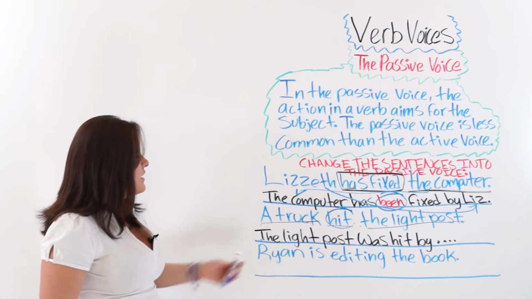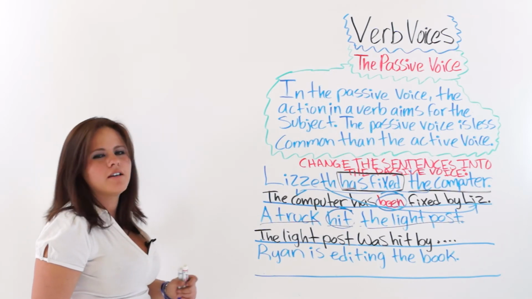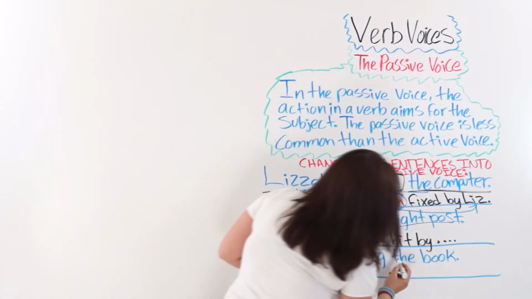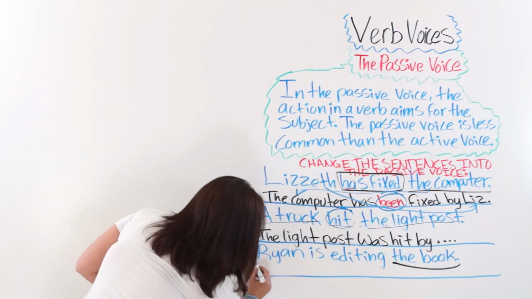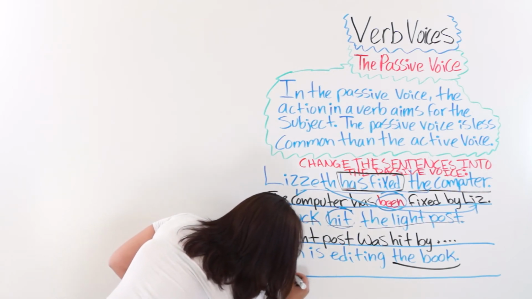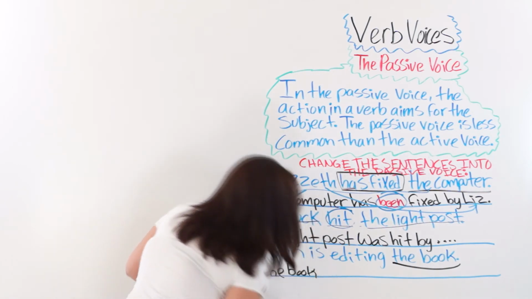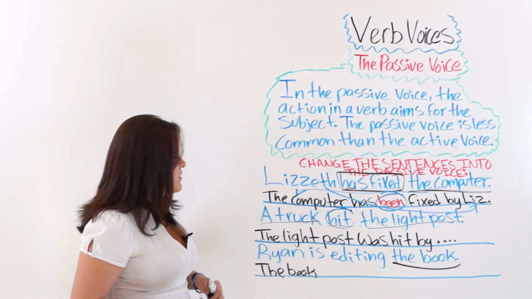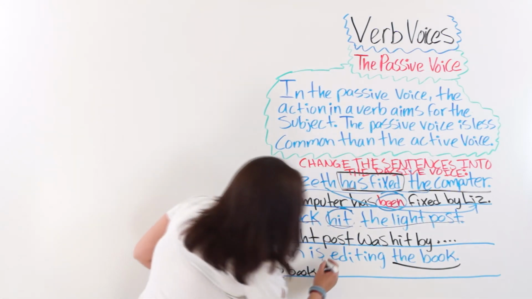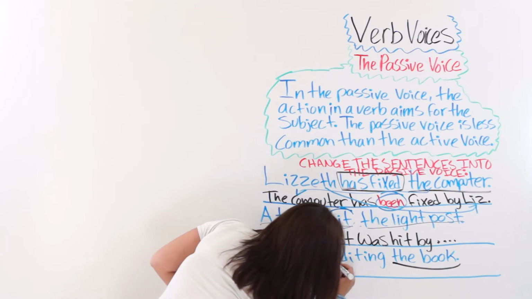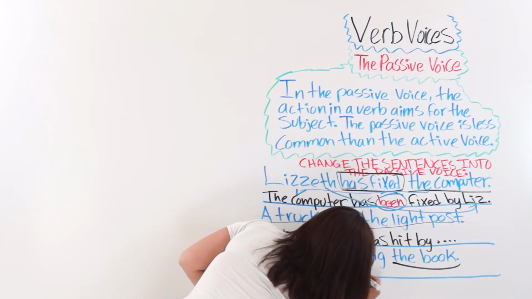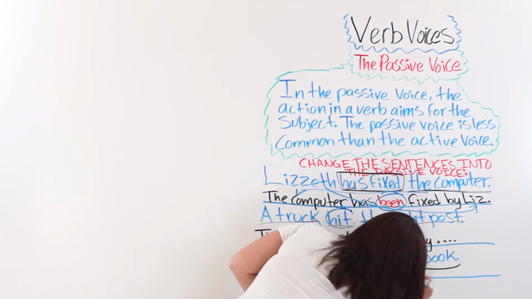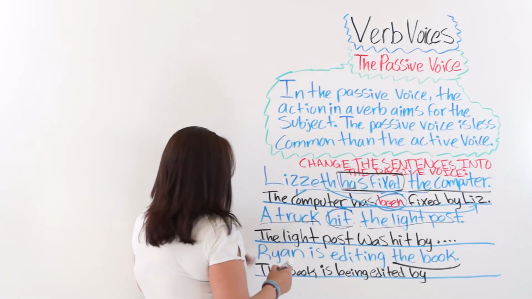Okay? And the last one says, Ryan is editing the book. Ryan is editing the book. So what are we going to do first? We are going to take the subject. So, the book. The book. Okay, is editing. This is the present progressive tense. Is editing. So, we are going to say is being edited by Ryan.